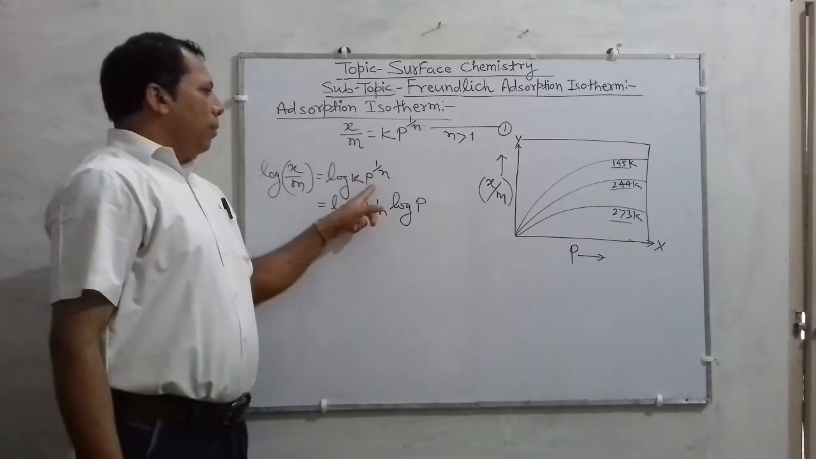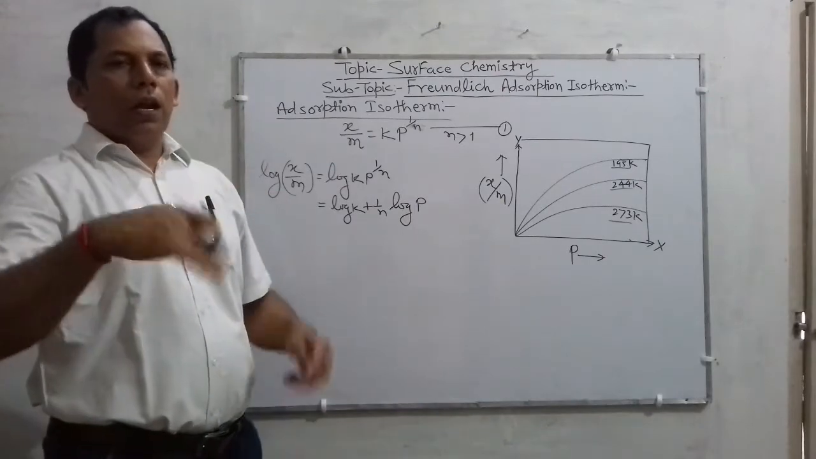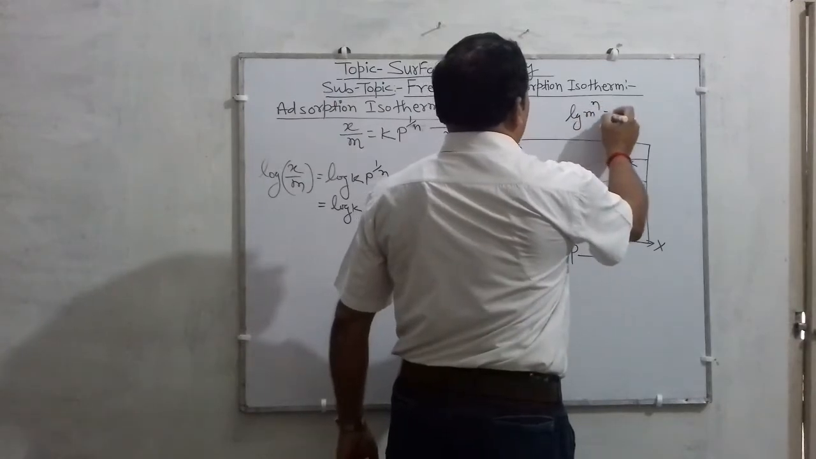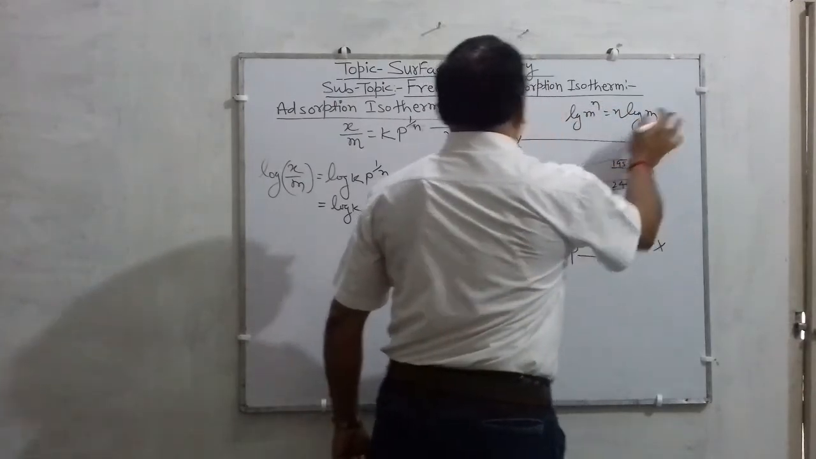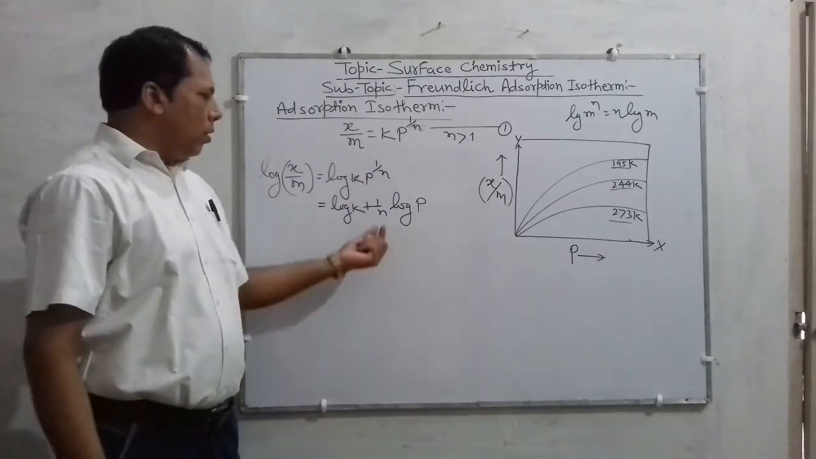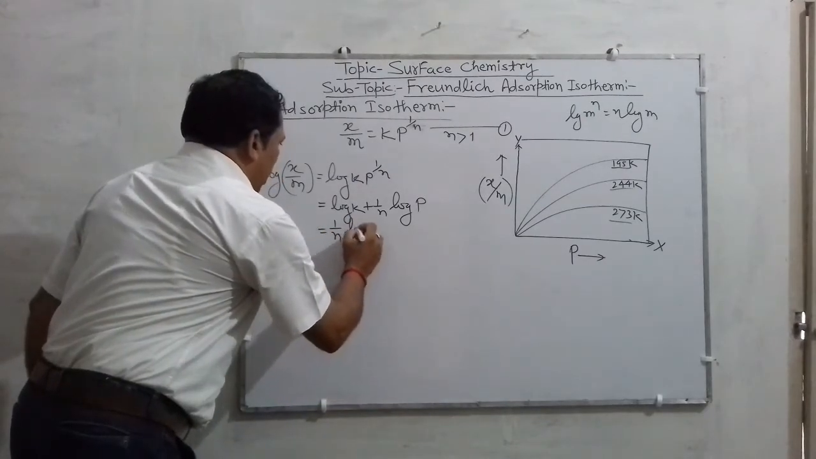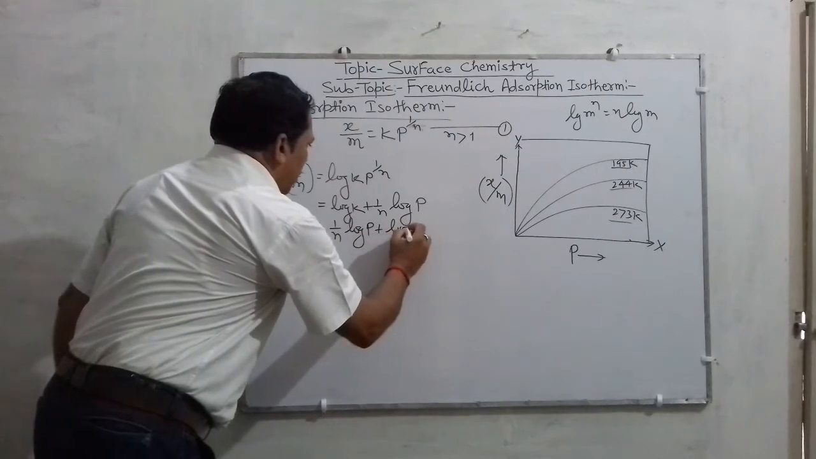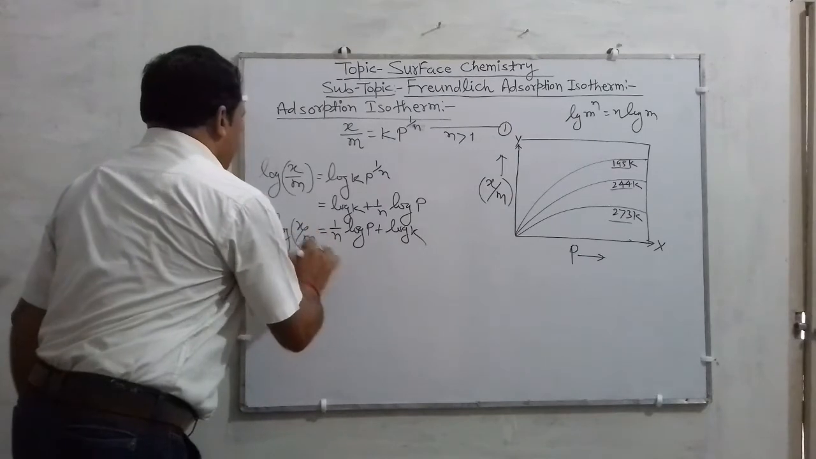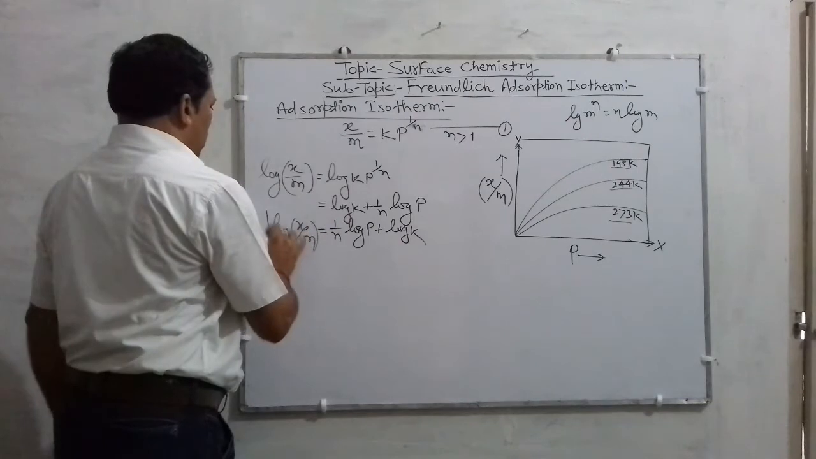Because here log x to the power m is what? m log x. You also know the formula log m to the power n is n log m. So this formula is applied here to obtain 1 upon n log p. Alright, student? And that can also be written as 1 upon n log p plus log k, and that is log x upon m.